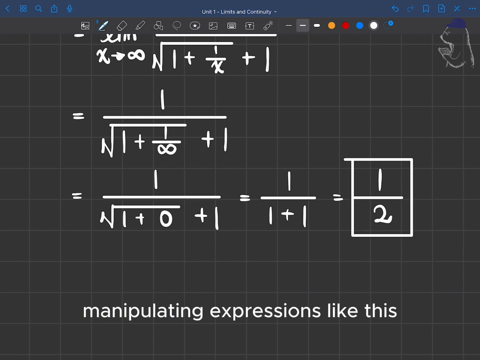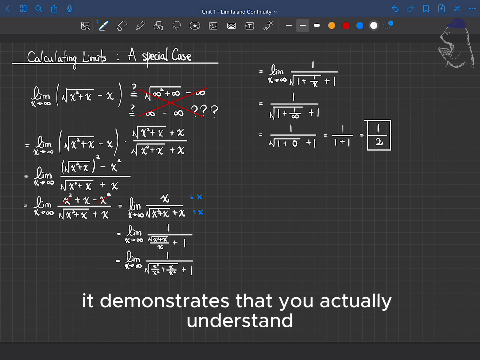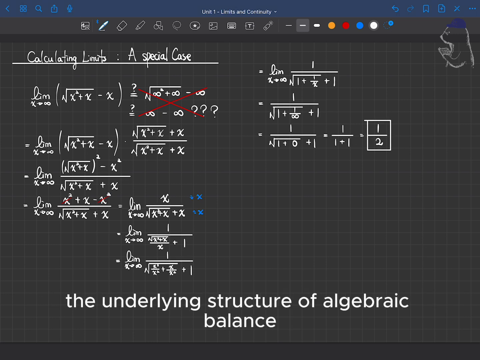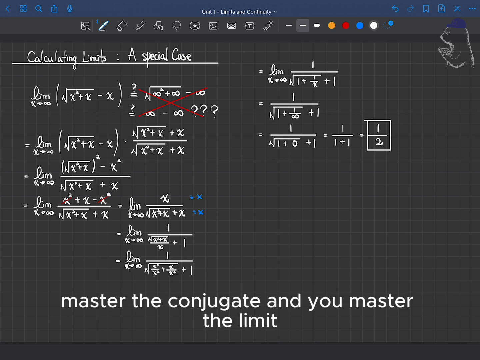Manipulating expressions like this is exactly what advanced examiners look for. It demonstrates that you actually understand the underlying structure of algebraic balance. Master the conjugate, and you master the limit.